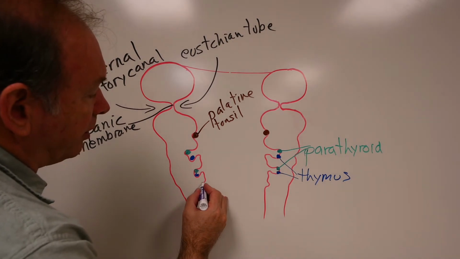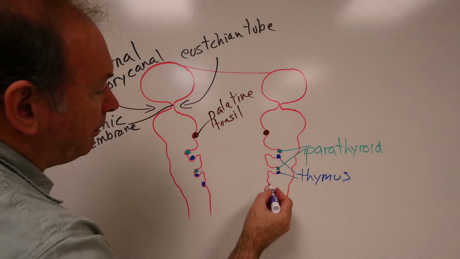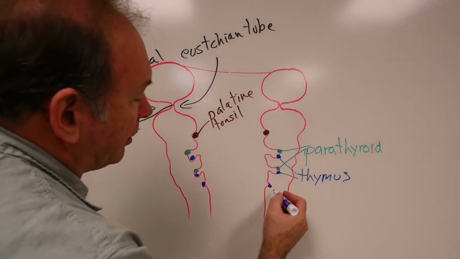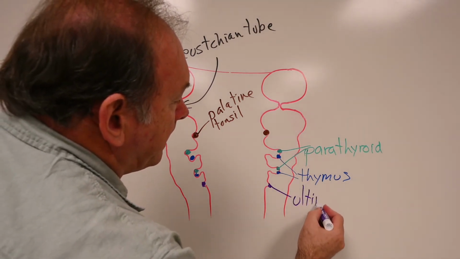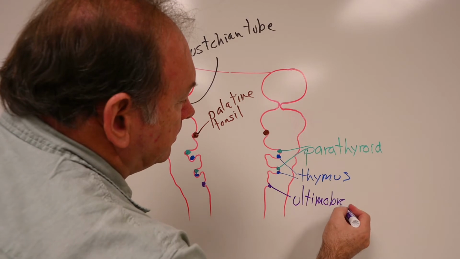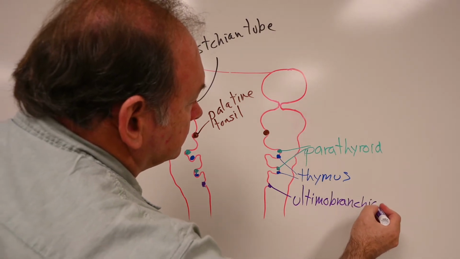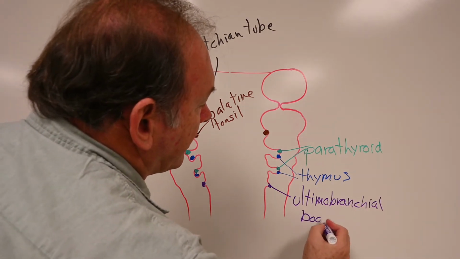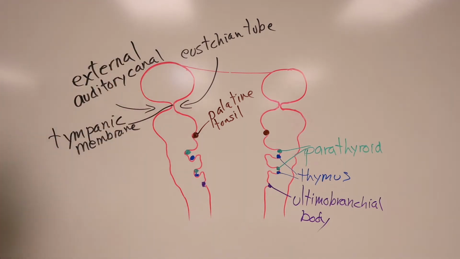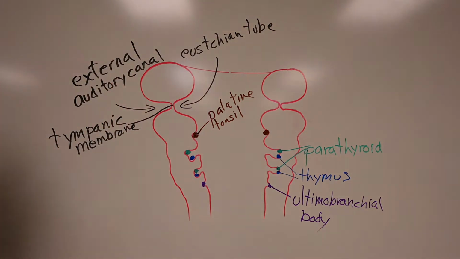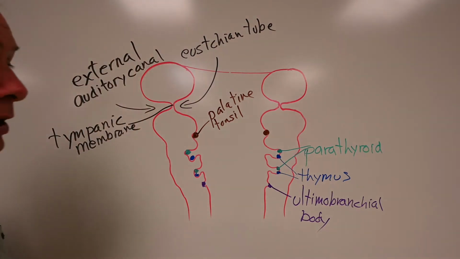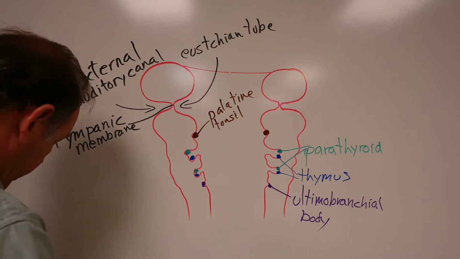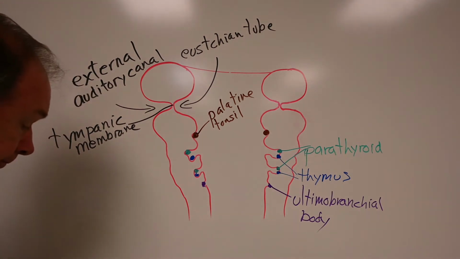Our next structure will be right here from the wall of the fifth pouch, right in here, something we call an ultimobranchial body. The ultimobranchial body produces cells that will migrate into the thyroid and produce calcitonin, an important hormone for us.